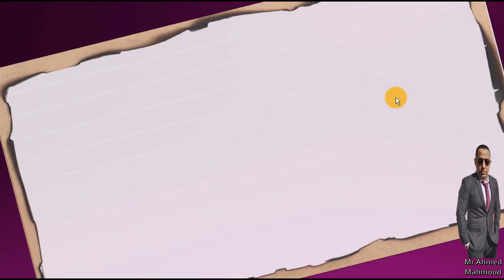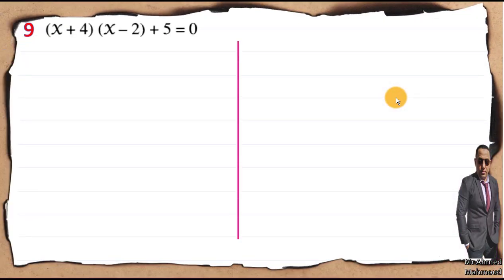Okay, now I have another example, number 9. Here in number 9, I have two brackets, x plus 4 and x minus 2, plus 5. The two brackets multiply each other, but they are added to 5. So now I have to expand the brackets. Because if I had the brackets only without plus 5, I could take each bracket equal 0, but now I have plus 5, so I have to expand the brackets.